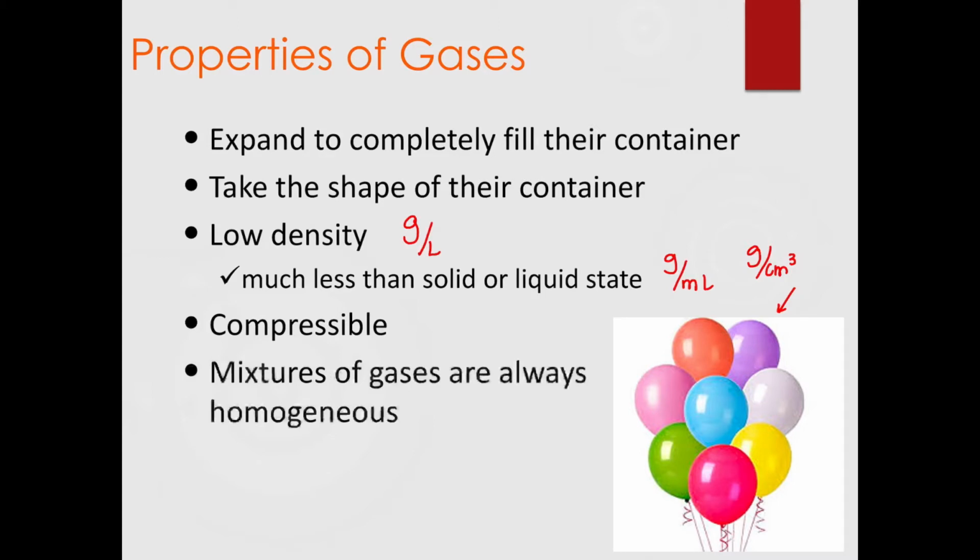Mixtures of gases are always homogeneous. So like the air that we breathe, that is a homogeneous mixture. And it's not just oxygen, right? It's also got nitrogen, and it's got a lot of other things, carbon dioxide, all kinds of stuff.